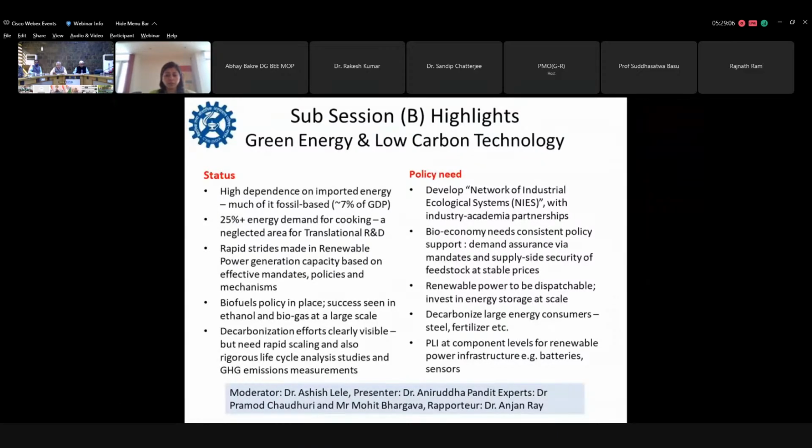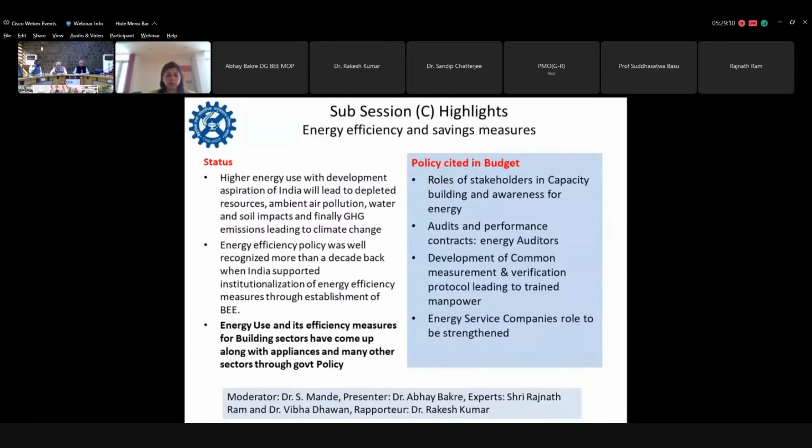In the next slide, we talk about energy efficiency and saving measures. This was also a very fascinating session, where the status is that higher energy use for our aspirations would lead to depleted resources. But an important point that was made was that if we make a shift towards electricity, that might reduce our dependence on some of the other energy-intensive resources. And electricity, of course, we can generate from renewable sources as well. The policy things needed are where the private sector's role needs to be integrated for employment generation in this aspect.